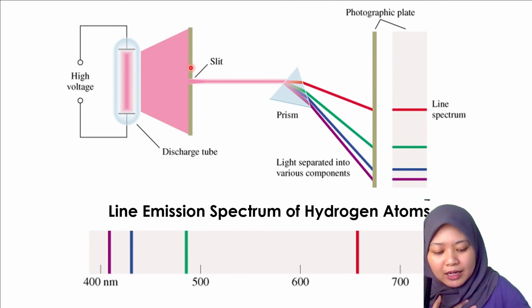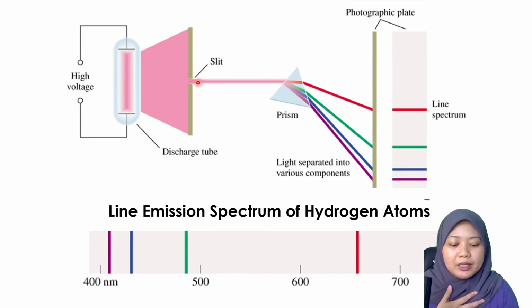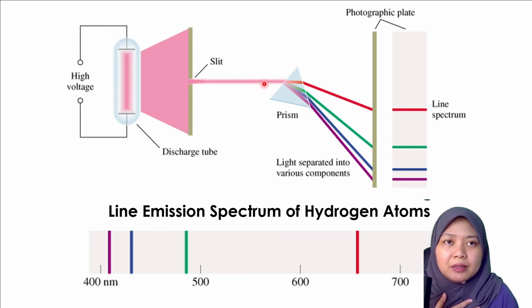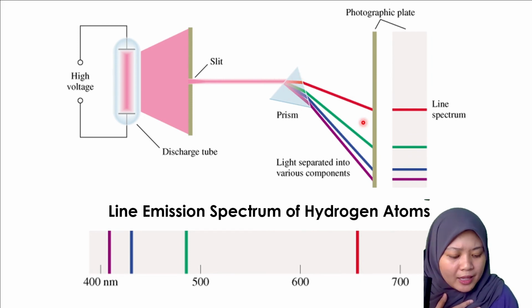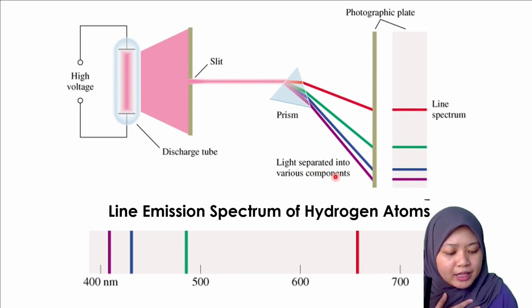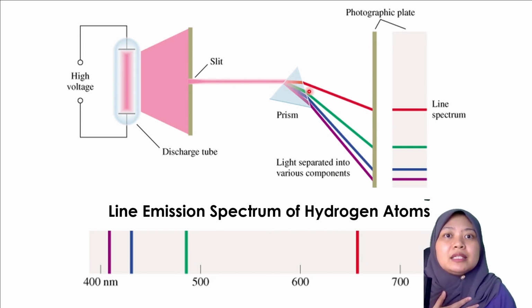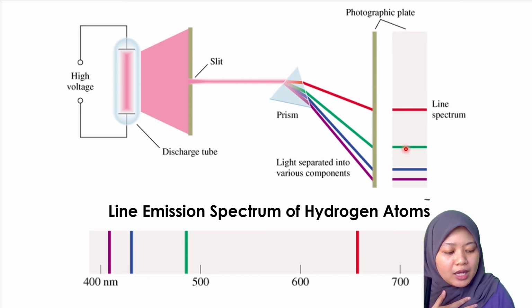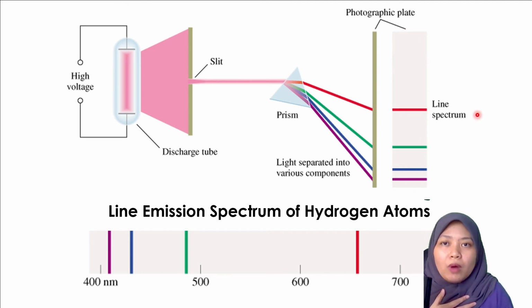Cahaya ini kita akan letak slit, cahaya halus lah yang lalu daripada slit ini. Cahaya yang datang daripada photon daripada discharge tube ini akan lalu prism, separate into various components. Dia akan separate kan dia mengikut wavelength yang ada pada cahaya itu. Okay? Dan wavelength yang berbeza itu akan menghasilkan warna yang berbeza, dan bila kita letak dekat plate, inilah dia line spectrum yang awak belajar. Okay, so inilah cara penghasilan line spectrum for hydrogen atoms.